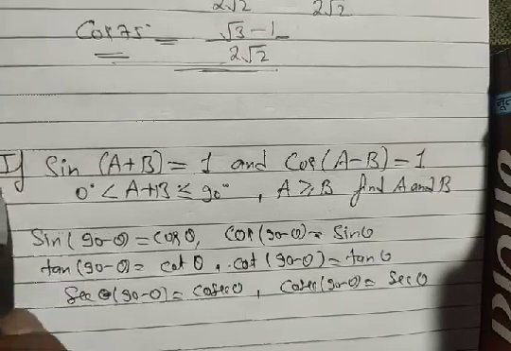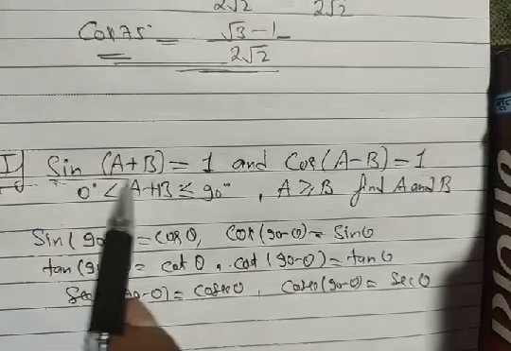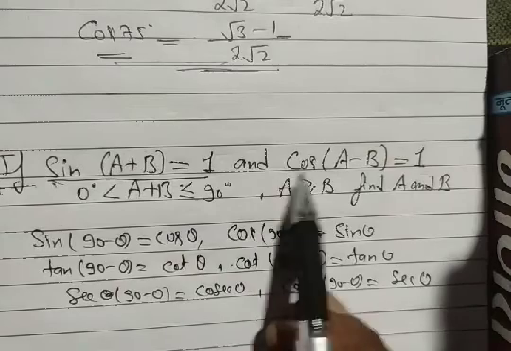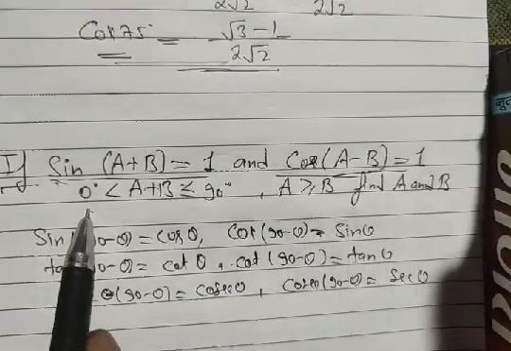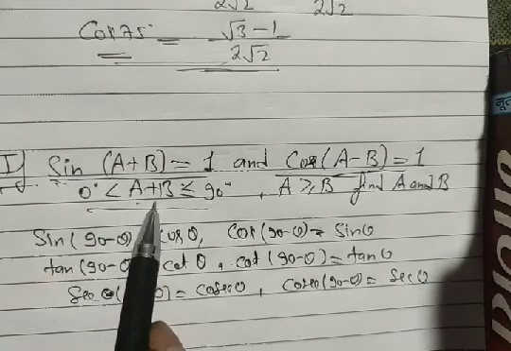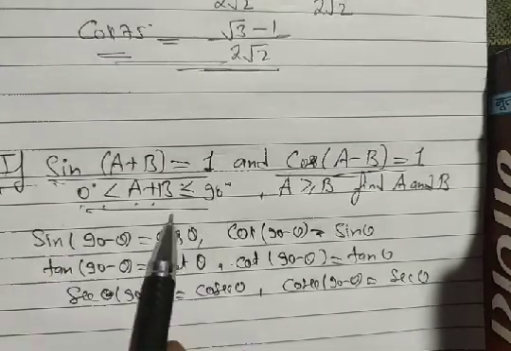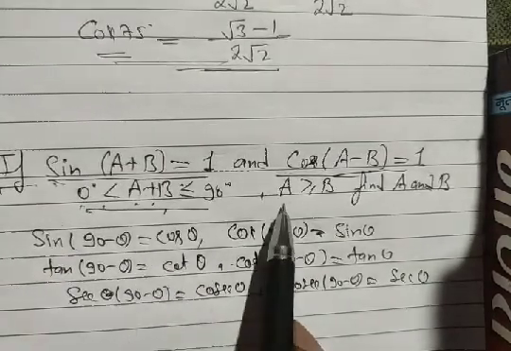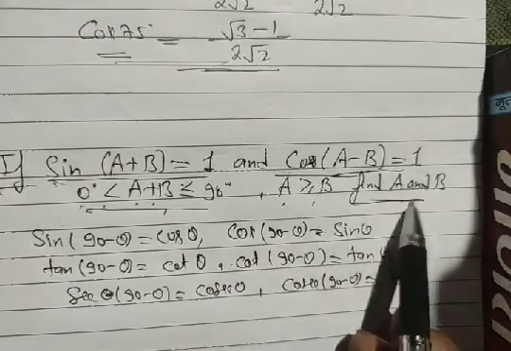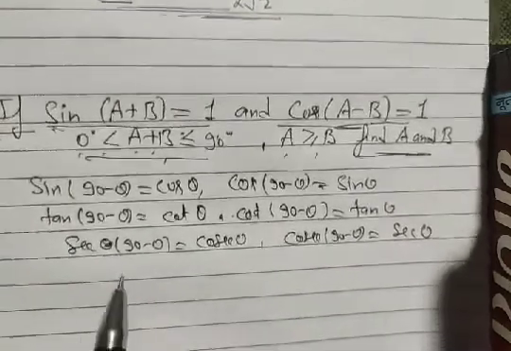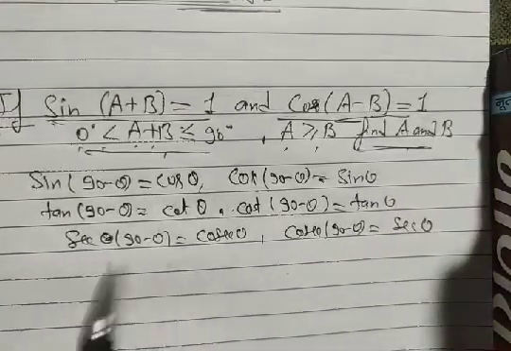Now look at the problem. If sine of a plus b equals 1 and cos of a minus b is equal to 1, it's given with the condition that the sum of angles a plus b is greater than 0 but less than or equal to 90 degrees. It is also given that angle a is greater than or equal to b. Then we have to find a and b.